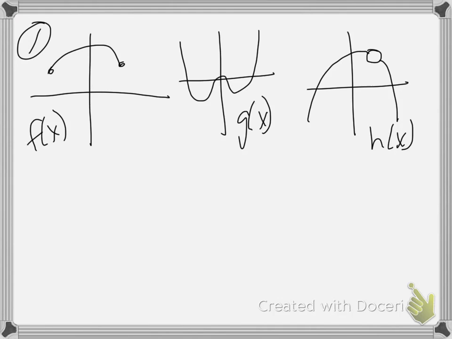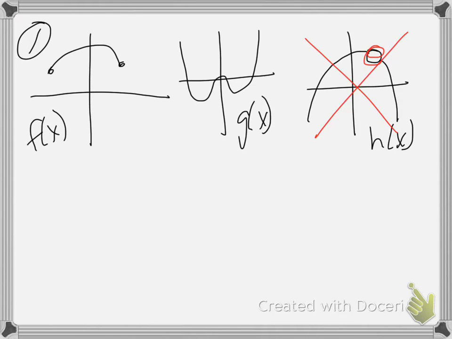So first of all, the function has to be continuous, and if you look at h of x, there's a hole right here, so therefore that one's out. If you look at the other two, they're both continuous, and they're differentiable everywhere. And there has to be a place where f of a is equal to f of b.